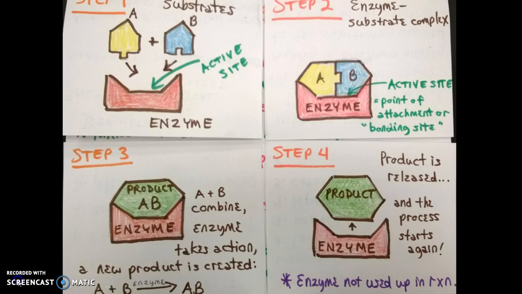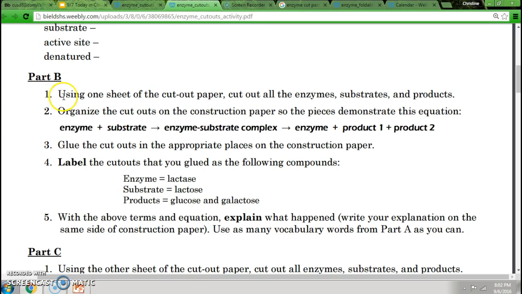So this is what you're going to be doing with the cutout pieces that you will be coloring and cutting out. Alright, from here, at this point, you should have done number 1. You're going to color and cut out the enzyme substrates and products. You're going to organize the cutouts on colored paper. So if you look over on the wire rack where you pick up work when you're absent, there is some colored paper in the middle sections. You're welcome to use any of those sheets.